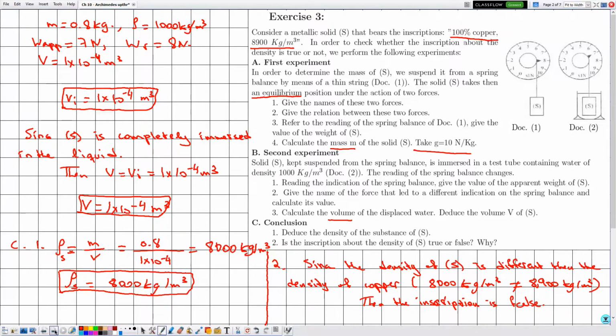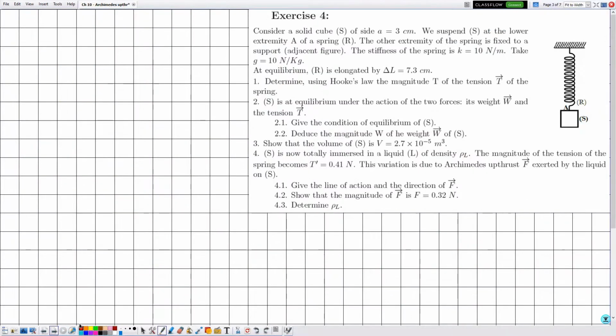Let's move to the next one. So exercise number 4, consider a solid cube S of side A is equal to 3 centimeters.